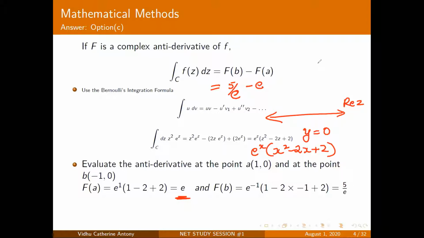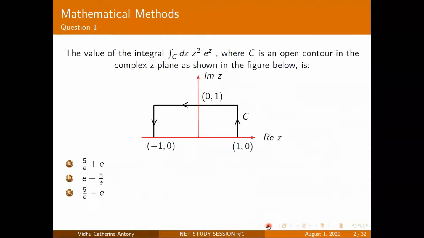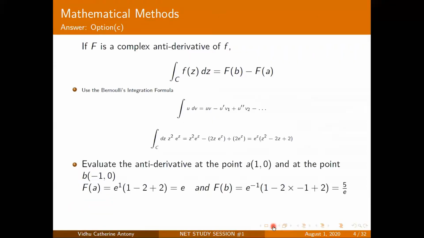Now let's just go back to the options and check it out. It's 5/e − e. So it's option C. Okay, so let's move on to the next question.